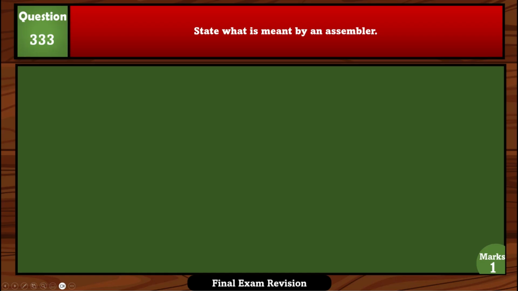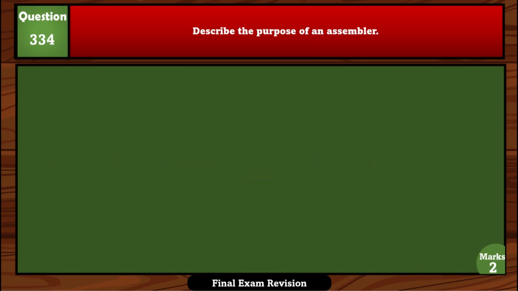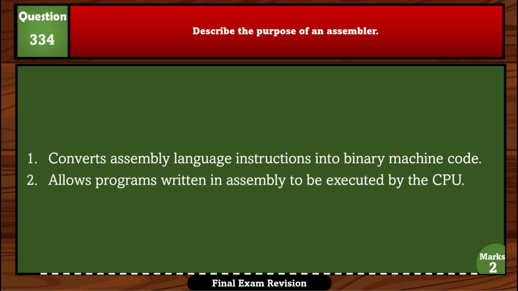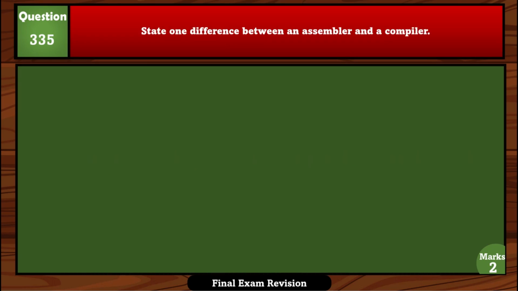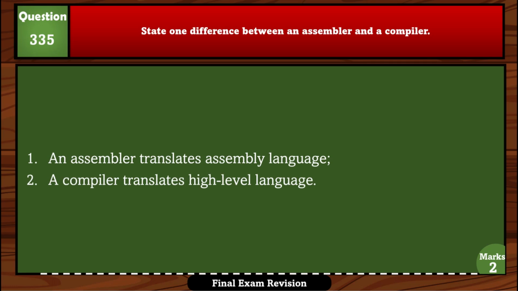Assemblers. Question 333. State what is meant by an assembler. A translator that converts assembly language into machine code. Question 334. Describe the purpose of an assembler. It converts assembly language instructions into binary or machine code, allows programs written in assembly language to be executed by the CPU. Question 335. State one difference between an assembler and a compiler. An assembler translates assembly language, a compiler translates high-level language.